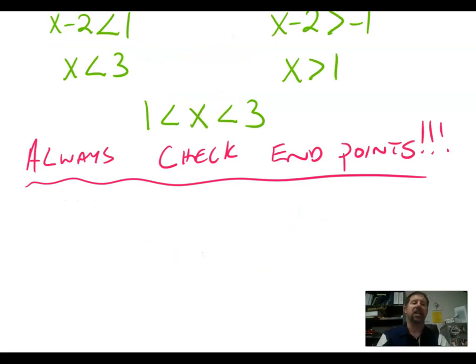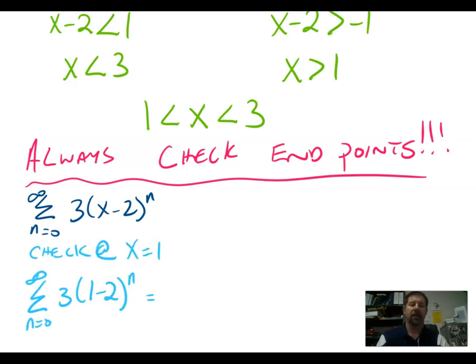All right, so to check your endpoints, what you're going to do is you're going to go back up to our original power series, and we're going to plug these values in for the x. So here was our original power series, and now I'm going to want to plug in 1 and 3 for x. So I plug in 1 for the x, and I get that. When I simplify that, I get 3 times negative 1 to the n. And if I start to ask myself, does this series converge? The answer would be no.